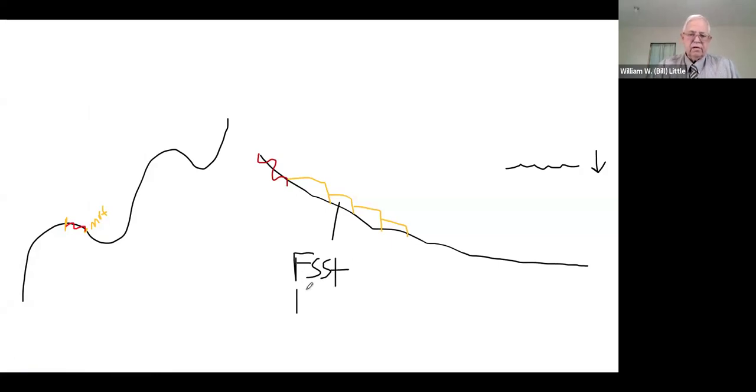The falling stage systems tract represents a forced regression. I'm just going to abbreviate things here. It's represented by a progradational parasequence set that offlaps from the prior parasequence. And so if we look at that over into this area here, so this zone here on this sea level curve is going to represent the falling stage systems tract.